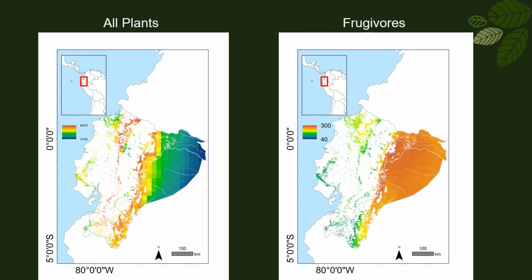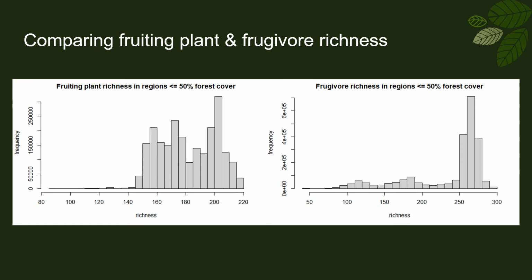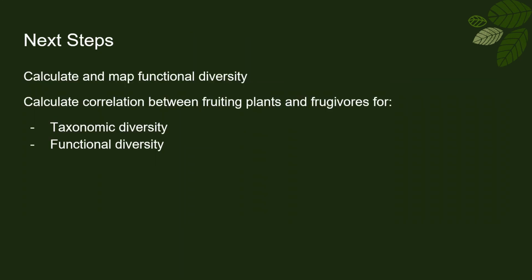These two histograms examine the distribution in richness values per map grid cell for fruiting plants and frugivores. Note that the plant richness is more evenly distributed than frugivores, but both have a higher frequency at higher richness values. Our next steps of calculating the functional diversity and testing correlations between plants and frugivores will hopefully allow us to better understand what is happening in these interactions.